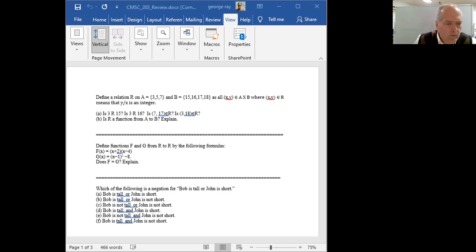Okay. It violates the first property of a function because that states that every element in A must be mapped to some element in B. And 7 in A is not mapped by this relation to anything in B. In other words, any of those numbers, 15, 16, 17, and 18 divided by 7 is not an integer. And the relation said y divided by x must be an integer.